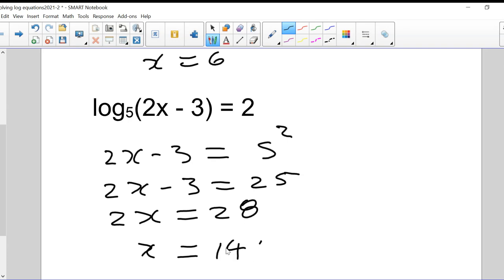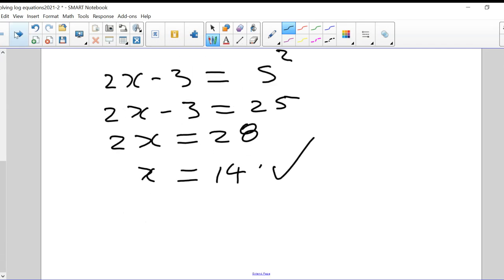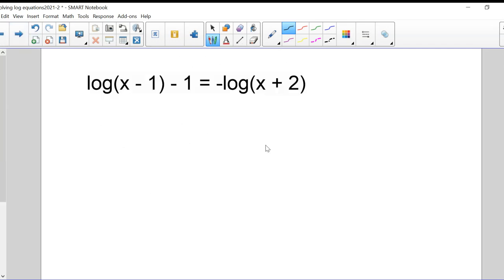Well, 14 works fine. 2 times 14 minus 3, well, 2 times 14 is 28, minus 3 is 25. The log base 5 of 25 is equal to 2. So this answer is perfectly legitimate. So it's good. All right, so this answer, we can accept it. But what about when the question looks like this? Uh-oh. The log of x minus 1, minus 1, is equal to the minus log of x plus 2.